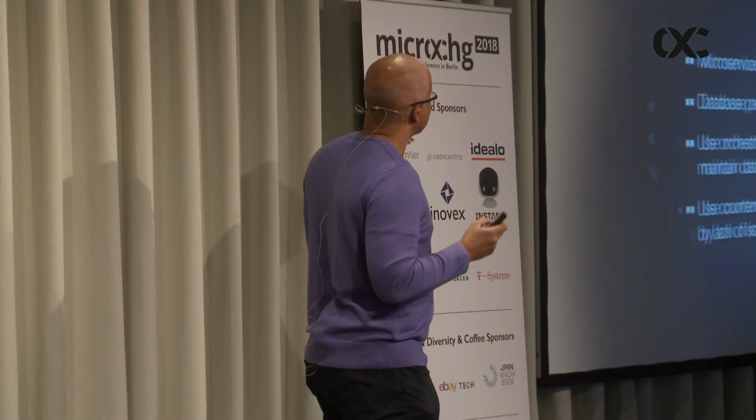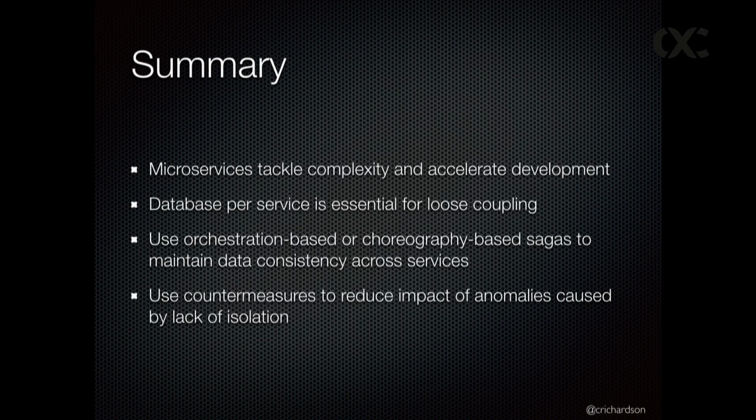Anyway, I am out of time, so that's pretty much my talk, fortunately. In summary, microservices are enabling continuous delivery of complex applications. You've got a database per service to ensure loose coupling. And so you need to use sagas, either choreography-based sagas or orchestration-based sagas, to maintain data consistency between your services. And then you have to use some combination of countermeasures to reduce the impact of anomalies because of the lack of isolation. So that's my talk.